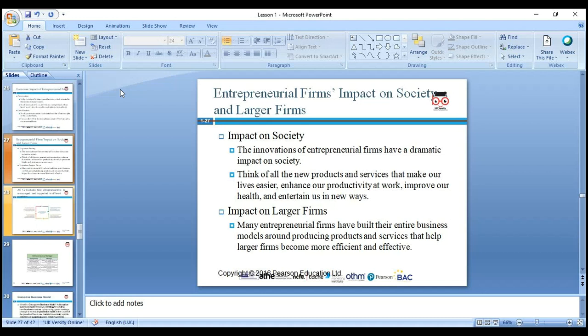Entrepreneurial firms impact society at large. Entrepreneurs have a dramatic impact on society through innovations. Think of all the new products and services that make life easier, enhance the productivity of workers, improve health, and entertain in new ways. There is also an impact on the largest firms. Many entrepreneurial firms have built their entire business model around producing products and services that help larger firms become more efficient and effective.